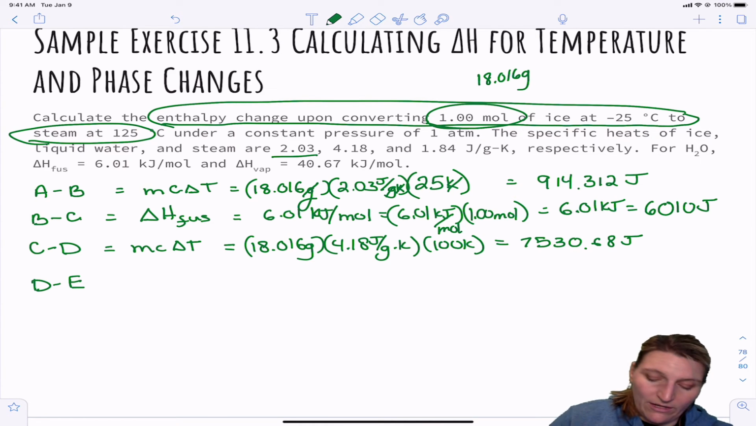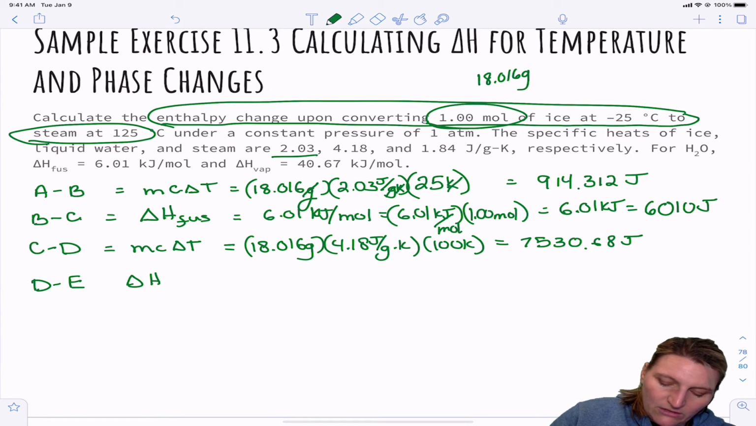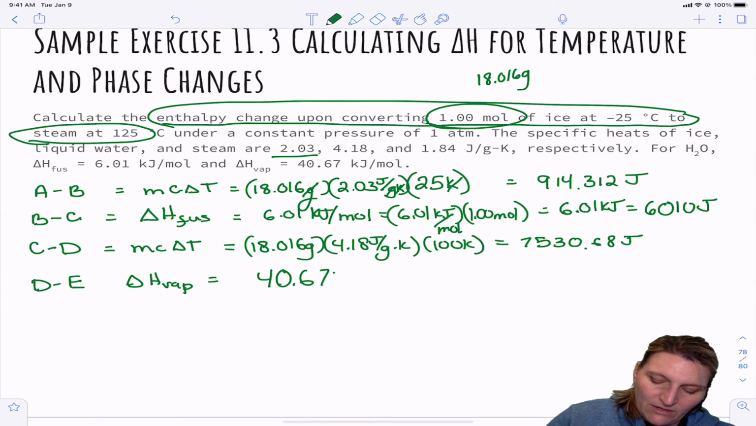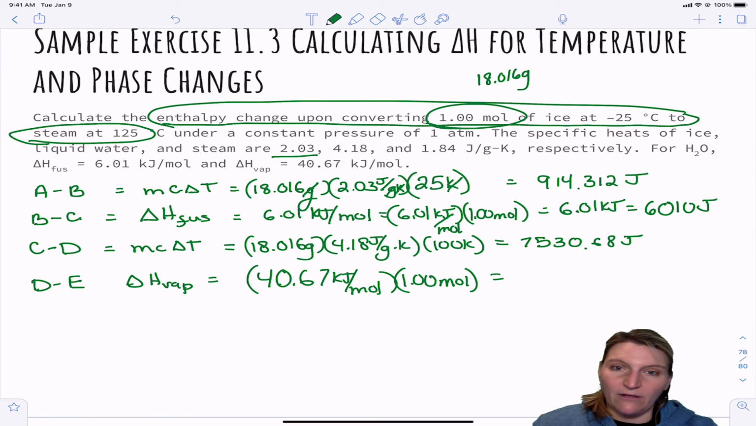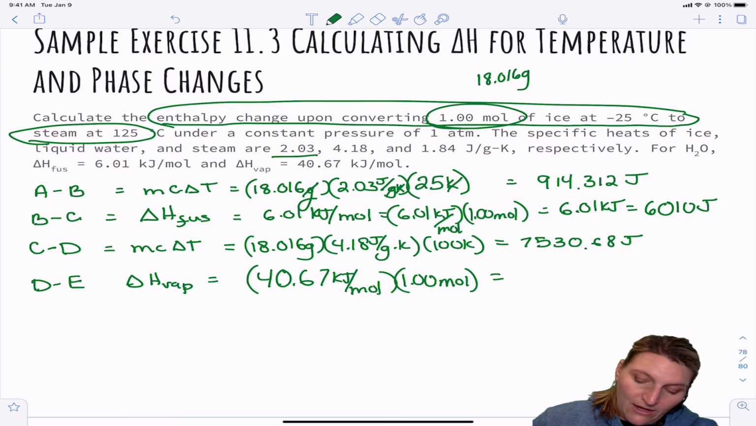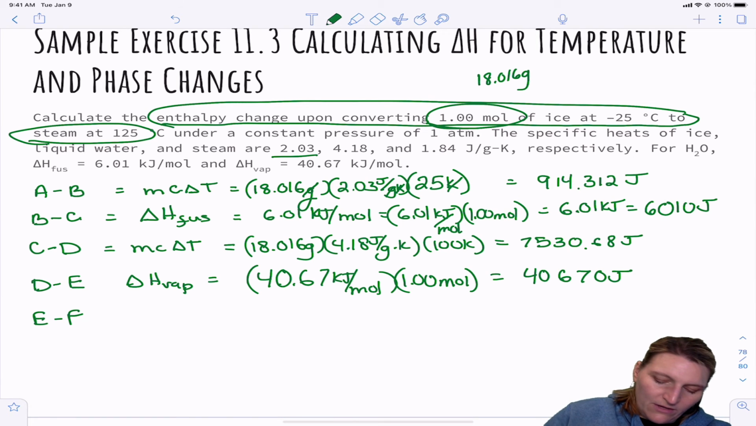This is when I'm actually boiling the water. So the delta H of vaporization, and according to the problem, it is 40.67 kilojoules per mole. And that's, of course, times the 1.00 moles of water that we are changing from a liquid to a gas. And in joules, it's 40.67 kilojoules or 40,670 joules. And then E to F is, again, we're just changing the temperature.